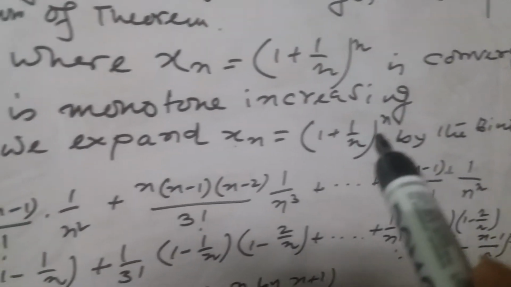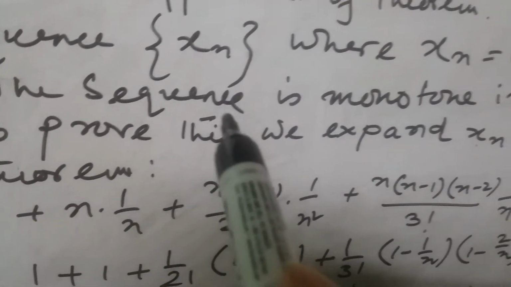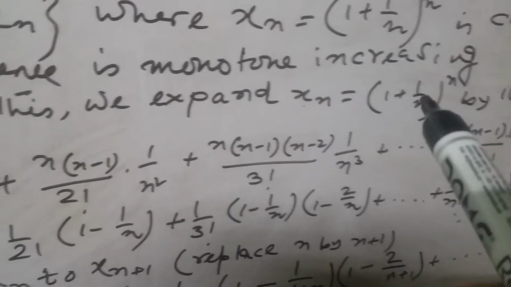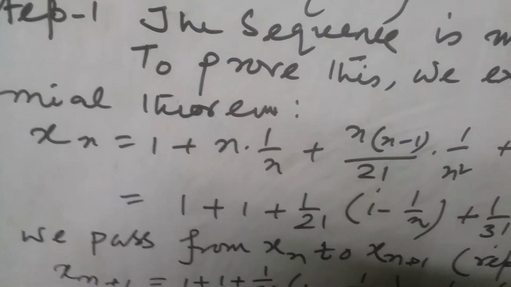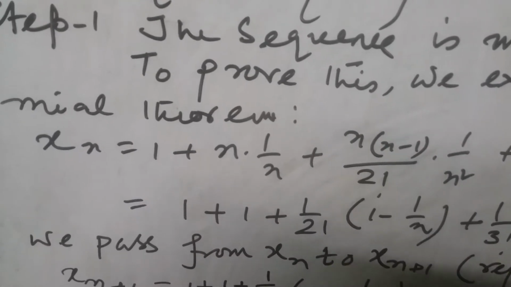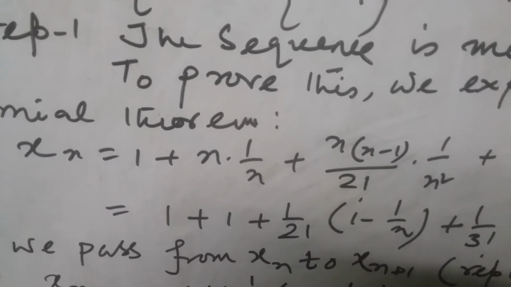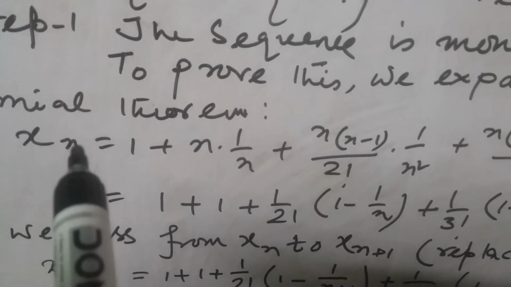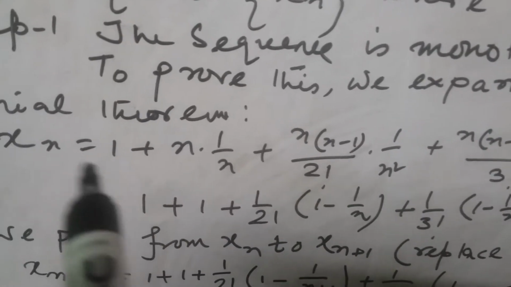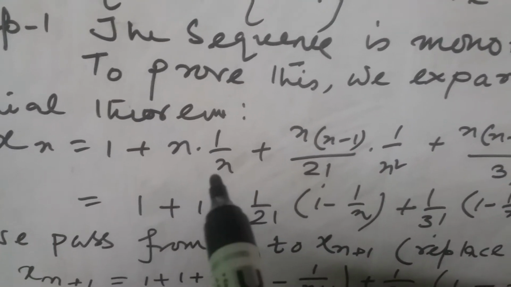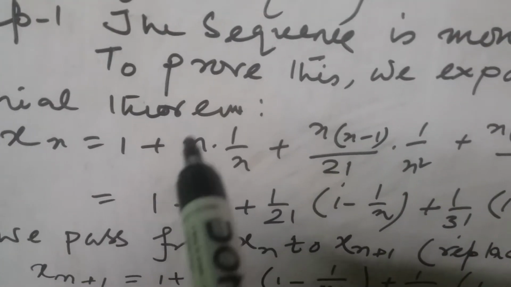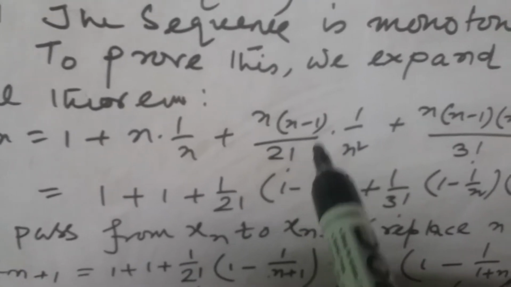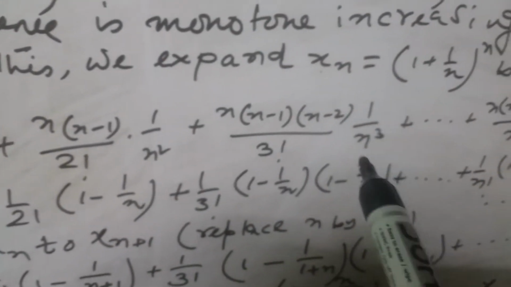Now, we have to show the sequence is monotone increasing, bounded, and convergent. Let's see. To prove this, we expand this. You know the binomial theorem: a plus b whole square is a square plus 2ab plus b square. If the power is 2, we get 3 terms. Hence xn will have n plus 1 terms, and xn plus 1 will have n plus 2 terms. Now 1 plus nC1, 1 by n, nC2, 1 by n square, nC3, 1 by n cube.